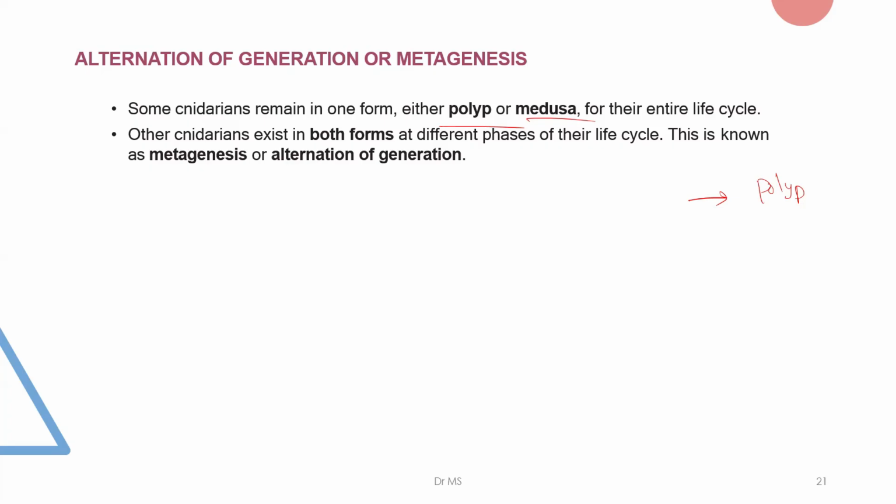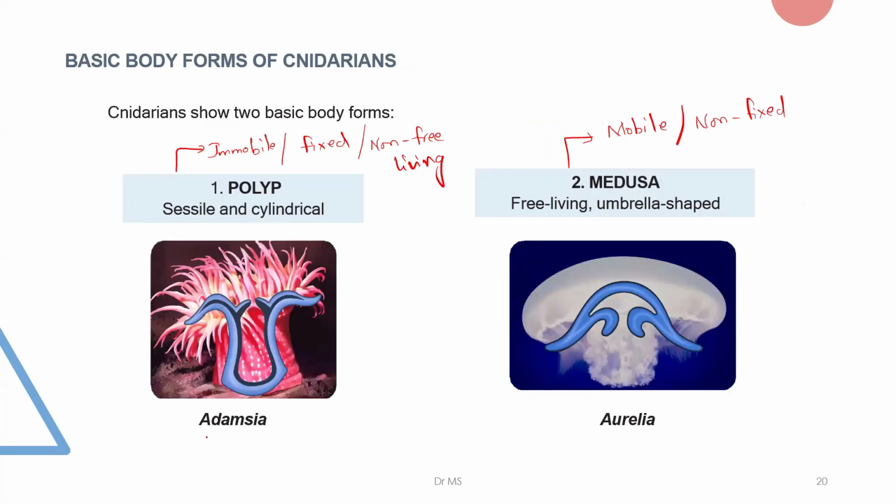What? I didn't get you. No, is Adamsia an example of a polyp? Yes, yes, yes. It's an example of a polyp. Okay, so that's like a type of mobility, polyp and medusa. Yeah. Okay. So just know this.